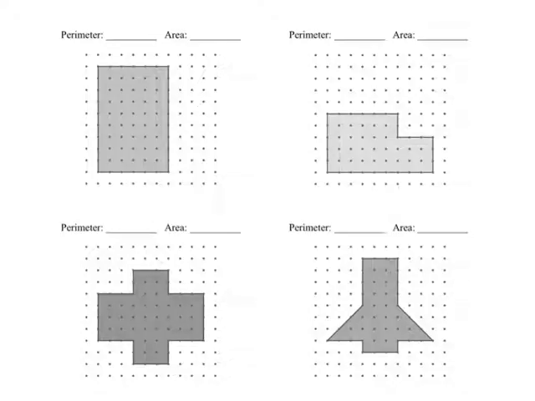The first one is a rectangle, and I need to count how many units there are on each side so I can find its perimeter. So I'm going to start in this corner, and I'm going to count 1, 2, 3, 4, 5, 6, 7, 8, 9 units. So I have 9 on this side. Well, since it is a rectangle, I know that the opposite side is also going to be 9.